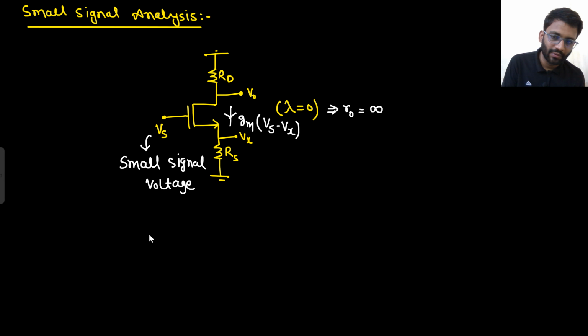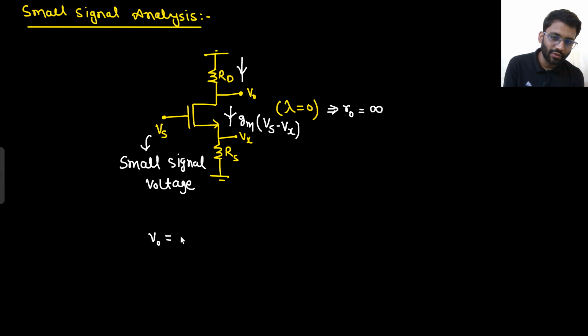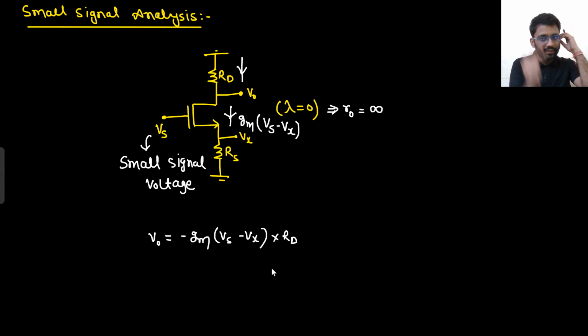So what will be your V0 now? Our target will always be to write down your V0 equation. For writing the V0 equation, you need the current. So what is that current? That is Gm into Vs minus Vx. So what will be your V0? Your V0 will be minus Gm into Vs minus Vx into RD. Are you agreeing to this point? Current into resistance. But since this potential is zero, then zero minus this potential will be your V0. So V0 will be minus Gm into Vs minus Vx into RD. Well and good, very easy.